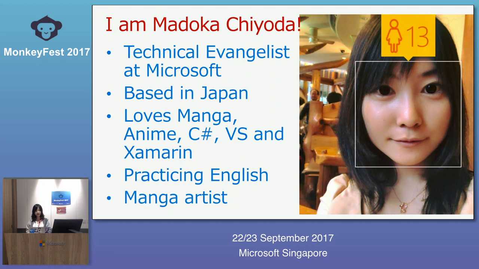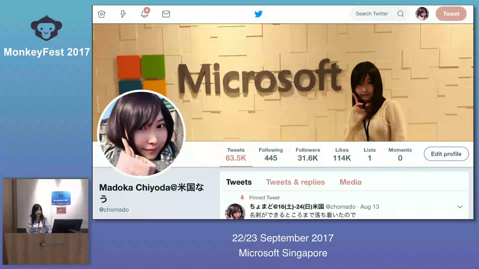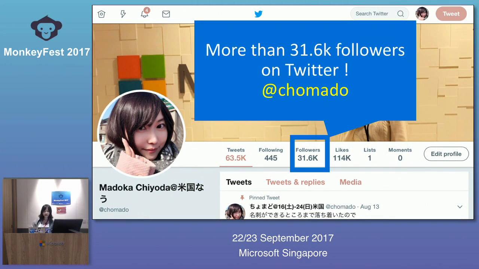So please pardon me for my awkward English. And I'm a manga artist. I am not only an engineer, but also a manga artist. I have painted a lot of pictures. Here's for example of my artwork. My manga work, its title is Let's Run Coding Academy, but its English version is not available yet because I can't translate it in English. Thank you. And I have a Twitter account, and I have more than 31. Thank you.